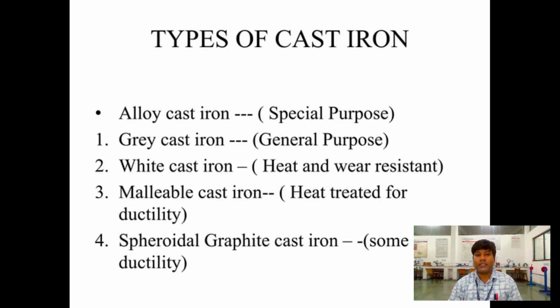Types of cast iron: there are different kinds of cast irons. Alloy cast iron is used for special purposes. Gray cast iron is for general purposes. White cast iron is for heat and wear resistance. Malleable cast iron is heat treated for ductility. Spherical graphite cast iron has some ductility.